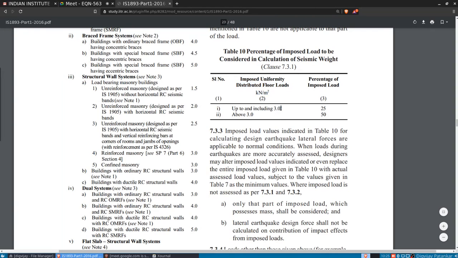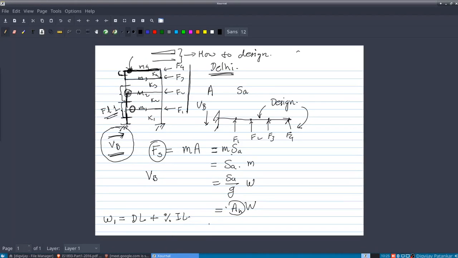So if suppose imposed load is up to 3 kilonewton per meter square, then you should consider percentage 25 only. So 25 percentage of imposed load. And if the imposed load is more than 3 kilonewton per meter square, then you should take 50%. So this will be dead load plus 25% of imposed load if the imposed load is in between 0 to 3 kilonewton per meter square, and 50% of imposed load if it is more than 3 kilonewton per meter square, that is the imposed load.